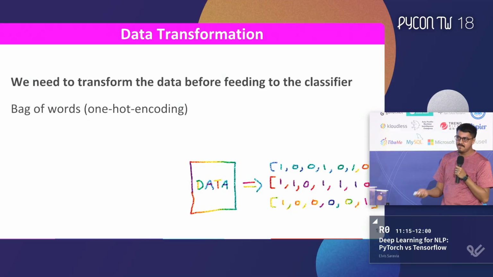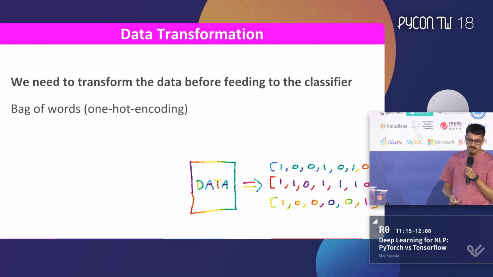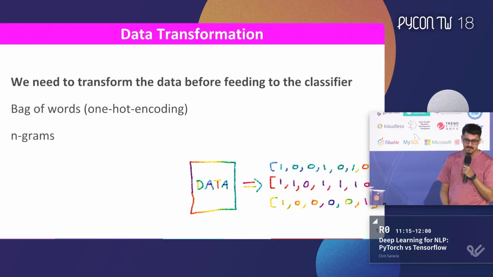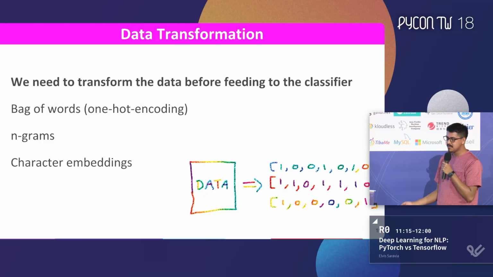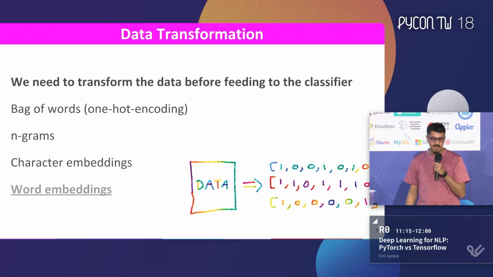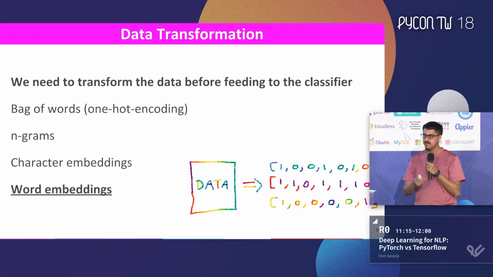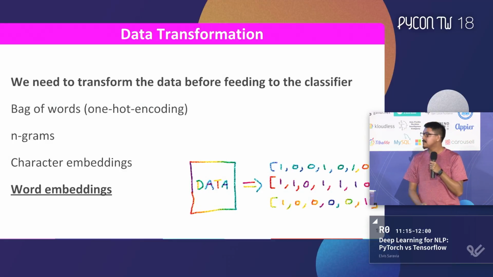So we have bag of words, which I think people that are doing machine learning might already be familiar with. And we have something called n-grams, which is just sequences of words, and character embeddings, and word embeddings. And there are many other different types of transformations that we can do with our data set so that we can feed into the algorithm, right? So what does that look like?